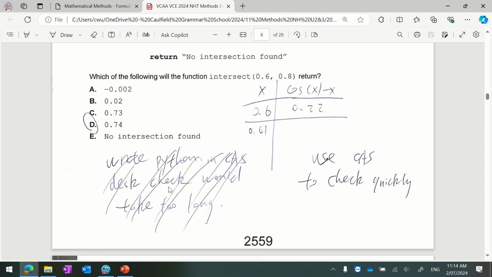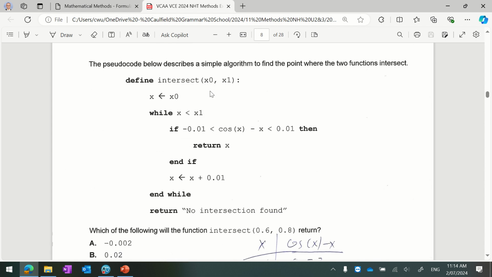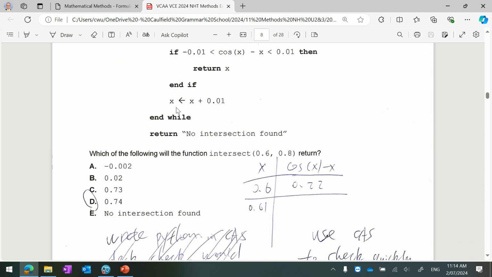And so I crossed this out. I regretted my decision, and I crossed this out. And I realized you could just use CAS to check very quickly, like this. A and B are basically not it, right? Because if you can understand the pseudocode, whatever output you have for the x value, it is going to be between x0 and x1. So whatever x value the program outputs, it has to be between 0.6 and 0.8, inclusive. So A and B, they're definitely not it.